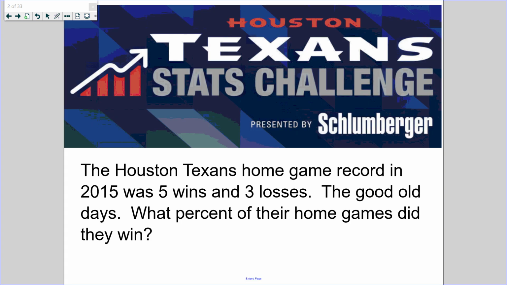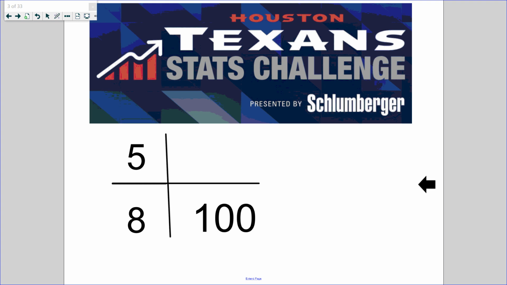So the Houston Texans home game record in 2015 was 5 wins, 3 losses. The good old days. What percent of their home games did they win? They won 5 games out of how many did they play? 8. Can you find the percent of this? There are two ways to solve this. One way to do this is how do you build 8 to 100%? How many 8s go in 100?